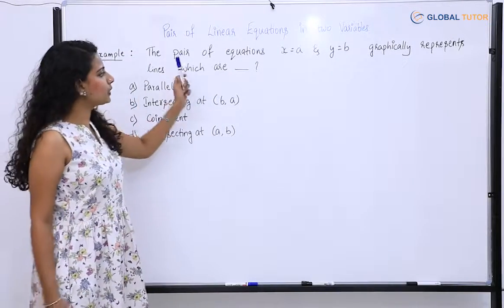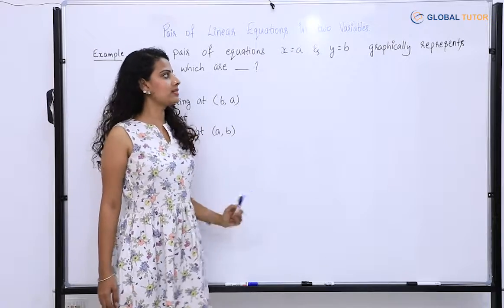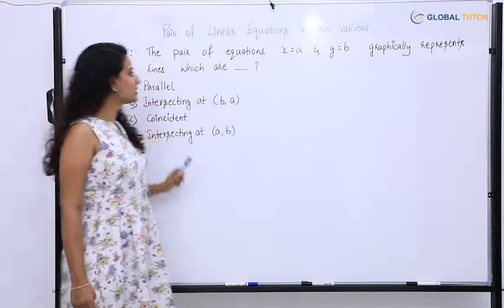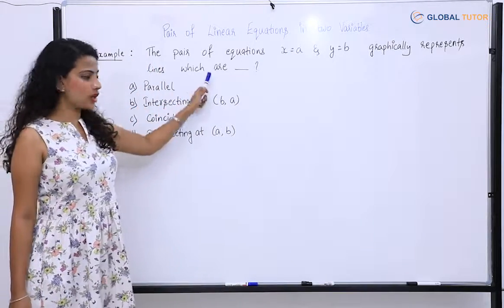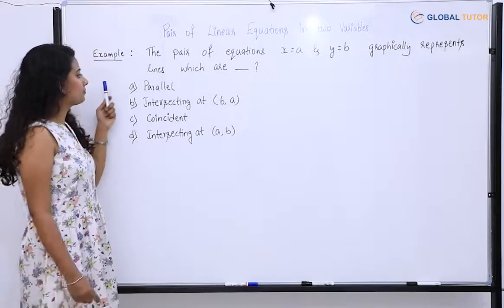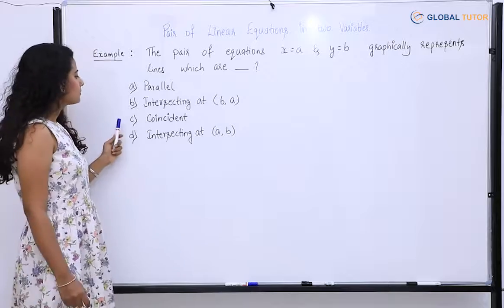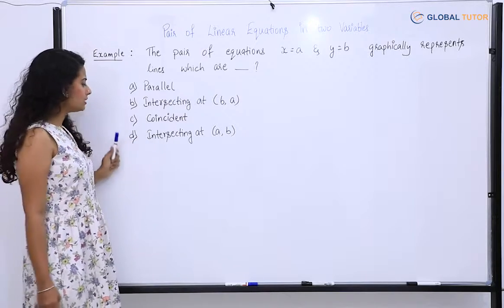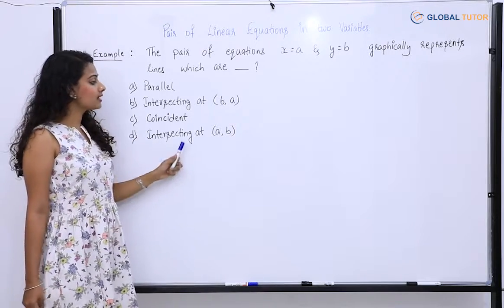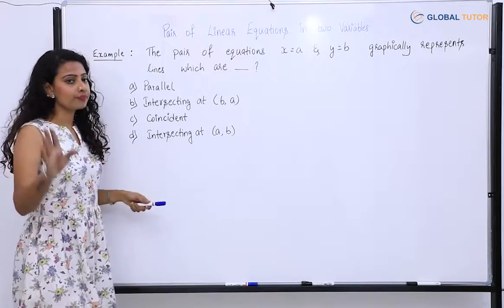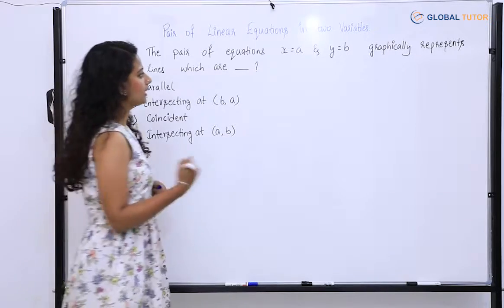The pair of equations x is equal to a and y is equal to b graphically represents lines which are, I got 4 options here, parallel, intersecting at b comma a. The third option is coincident and the fourth option is intersecting at a comma b. We learned it in the beginning.